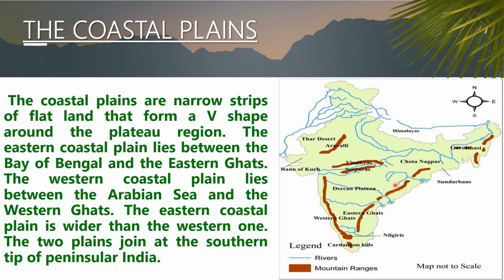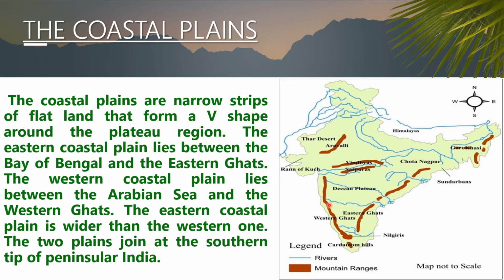The eastern coastal plain lies between the Bay of Bengal and the Eastern Ghats. Here is the Bay of Bengal and here are the Eastern Ghats. And the western coastal plain lies between the Arabian Sea, which is here, and the Western Ghats. The eastern coastal plain is wider than the western one.